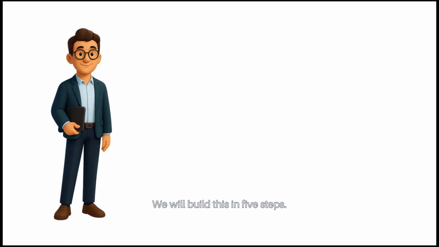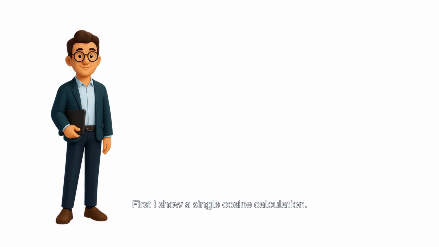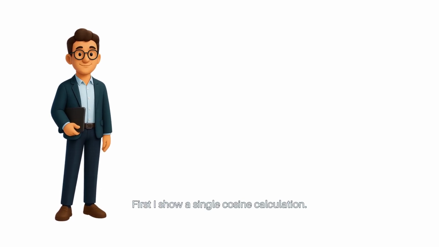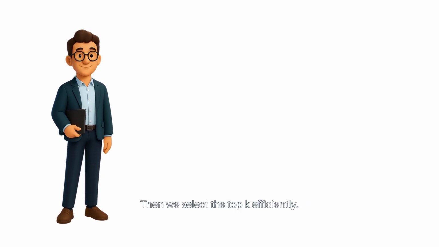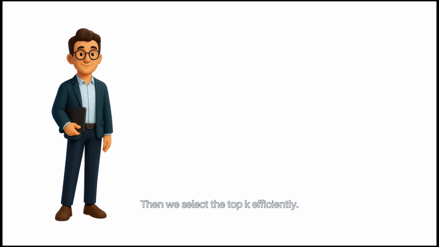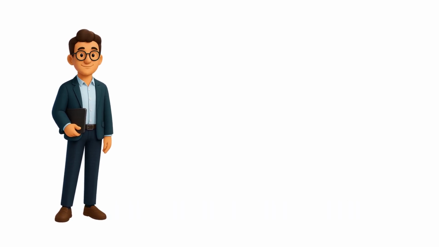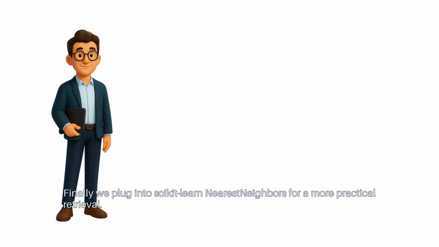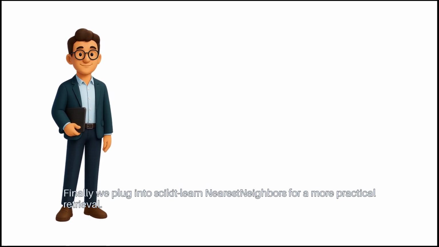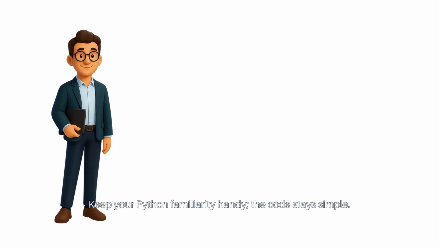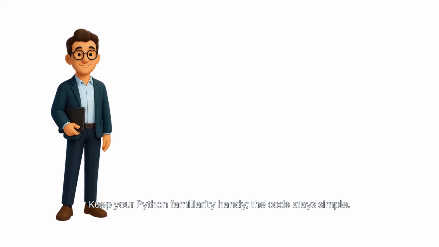We will build this in 5 steps. First, I show a single cosine calculation. Then we rank many items. Then we select the top k efficiently. Next, we normalize vectors, so cosine becomes a fast dot product. Finally, we plug into scikit-learn nearest neighbors for a more practical retrieval. Keep your Python familiarity handy.